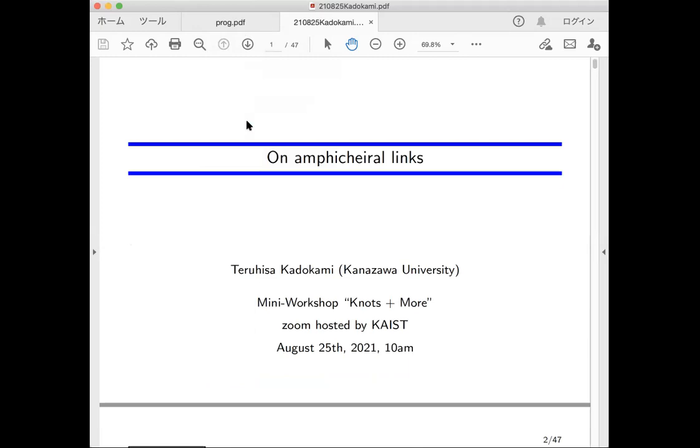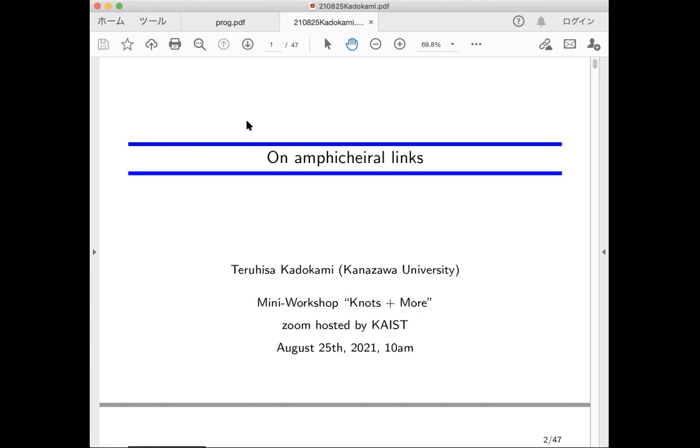Firstly, I wrote references like them. The main part will be sections 3 and 4. Firstly, I'll explain my main theorem.